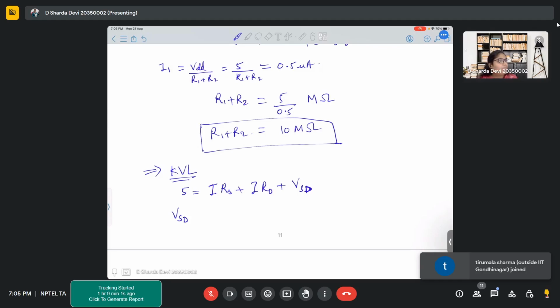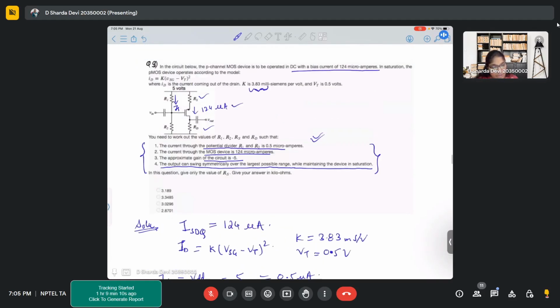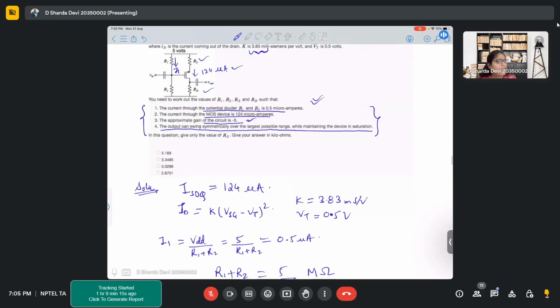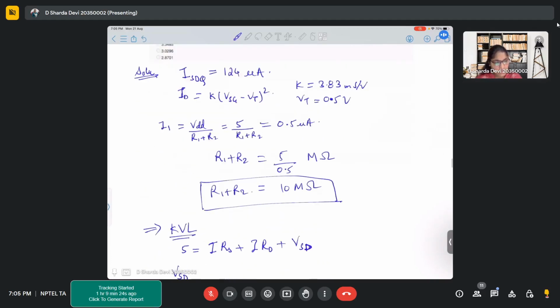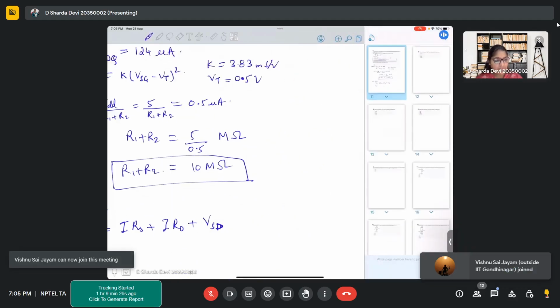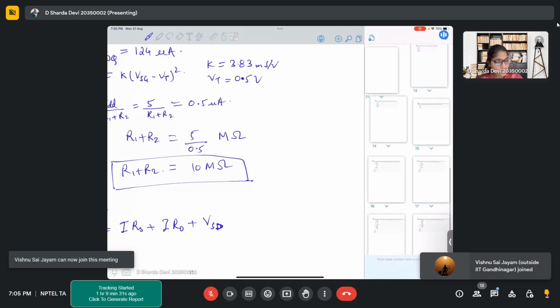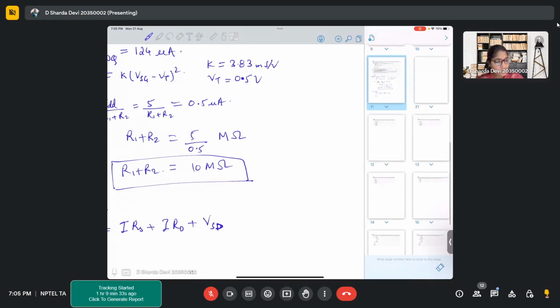So here, in this particular circuit, we also know the gain, so we can work it out using the gain as well. We can go either way. Let's quickly start with the gain, because gain will help us in many ways. From the gain, we can get VGS.